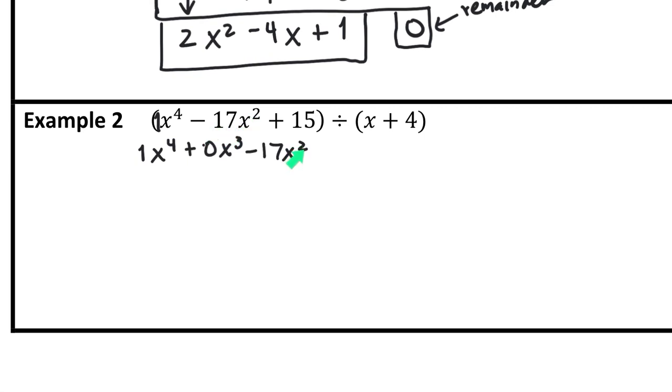Then what's after the power of 2? X to the power of 1. Do I have anything in the equation that's to the power of 1? No. So I have 0 x to the power of 1. And then the last number is 15. That's the number without an x, so it's going to be plus 15. Divided by x plus 4.